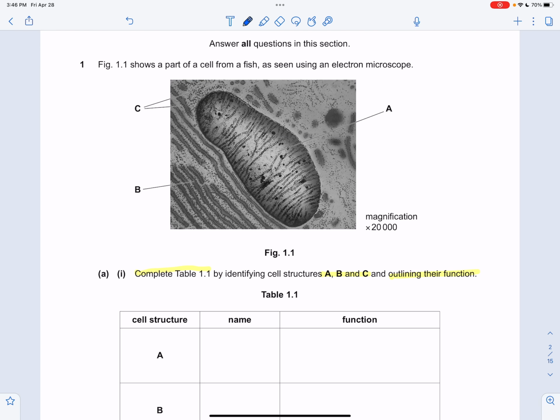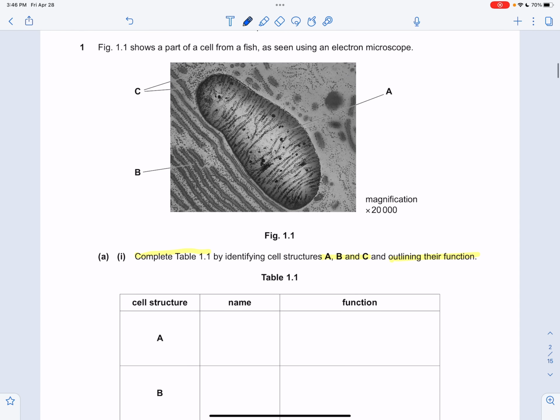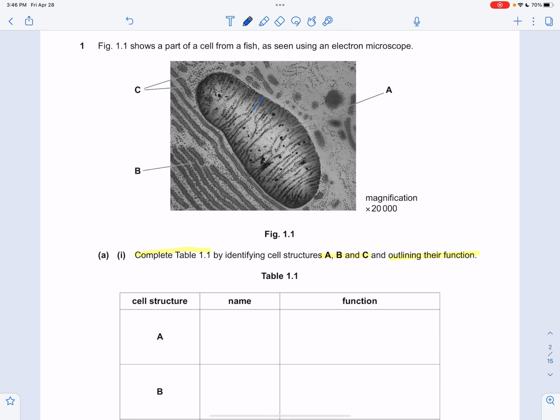So cell structure A is pointing to the mitochondrion. You can tell because it has all the cristae inside of it. I think we usually refer to them as being bean shaped. And all the cristae inside of it have all these folds, areas where they could do aerobic respiration. All those folds just increase the surface area for respiration to occur.